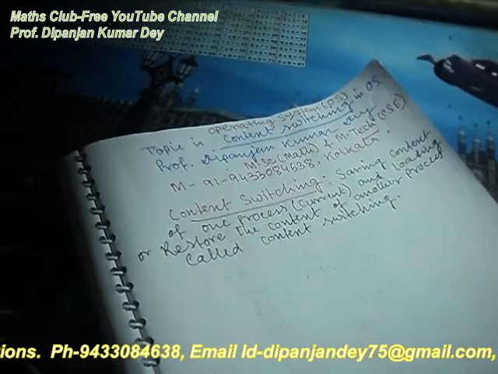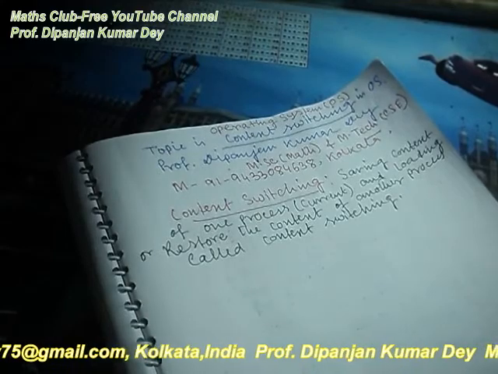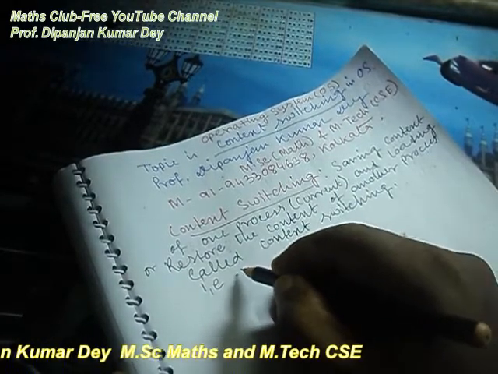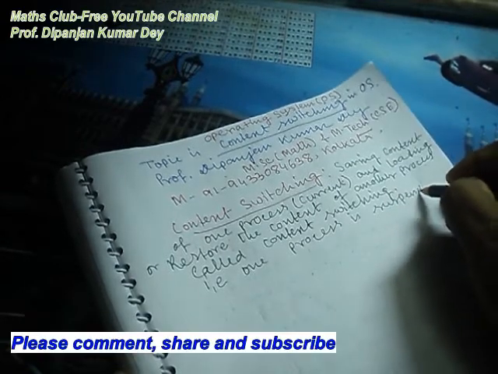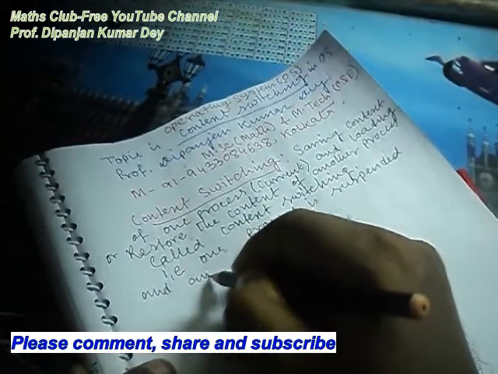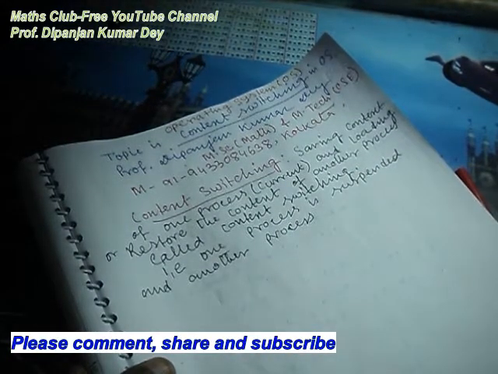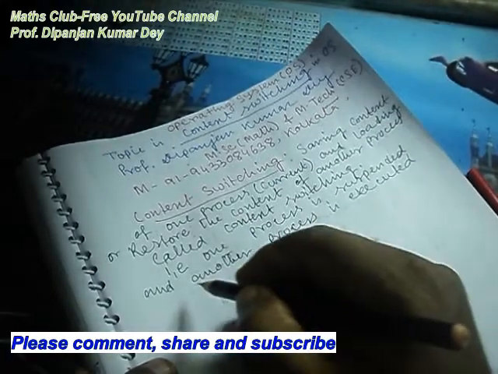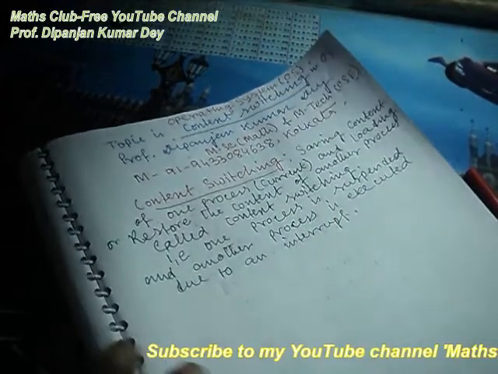That is, one process is suspended and another process is executed due to an interrupt. This is known as context switching.